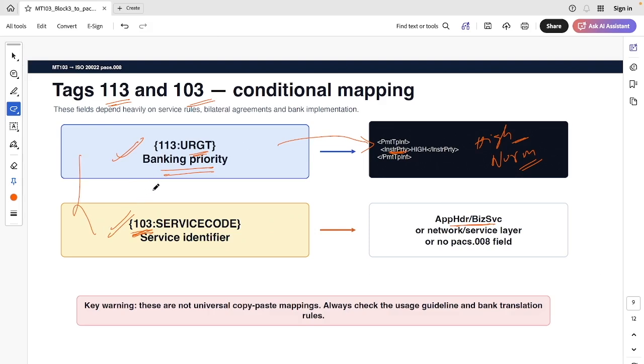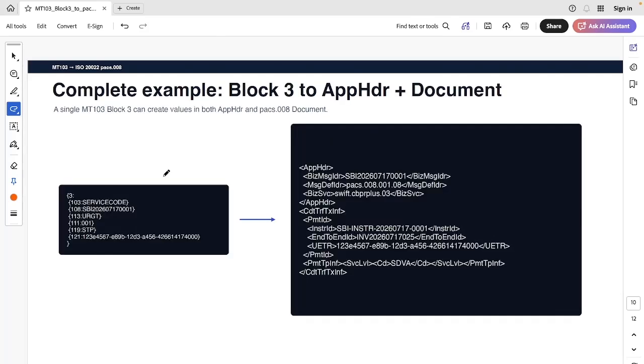Hence, the source field definition has to be examined, the target field definition has to be examined, the service rules have to be examined, the bilateral agreement should be examined, and then it will follow the implementation design. So only then can the final mapping rule be established.